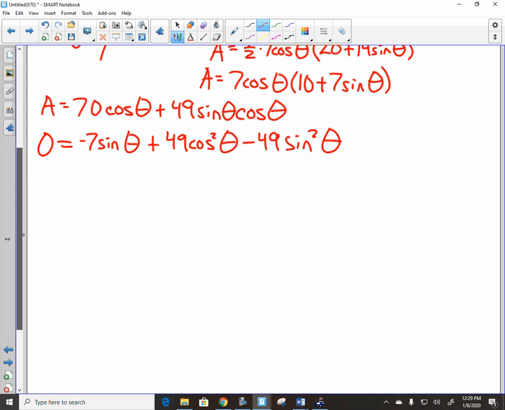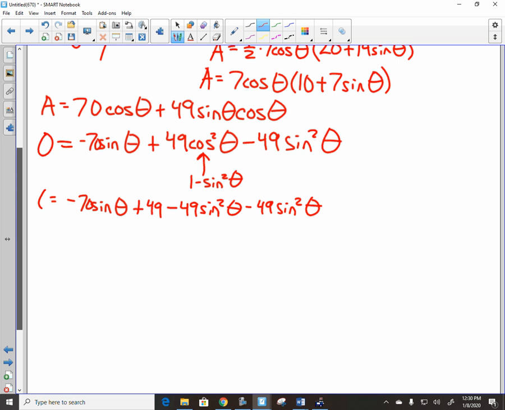I wish that there was something I could substitute in for cosine squared. Wish somebody had told me. 1 minus sine squared. Good. So now we have negative 7 sine of theta, 70, thank you, plus 49 minus 49 sine squared minus 49 sine squared is all equal to 0.